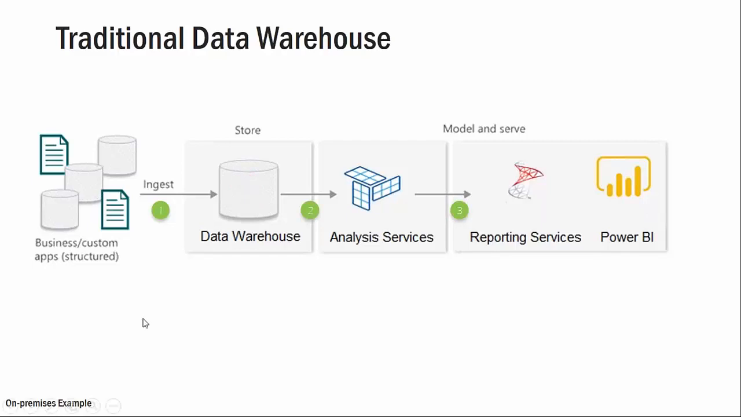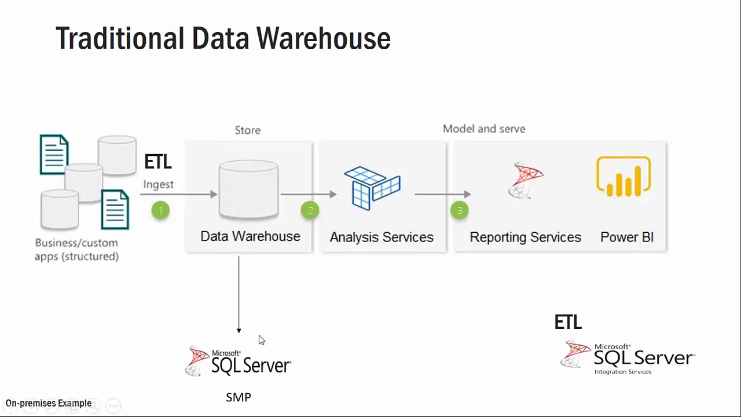And for this on-premises example, we're going to use SQL Server Integration Services. Okay, we're going to load the information into a SQL Server database. That is, it is using a symmetric multiprocessor system. Just to give you an update, this is going to change with SQL Server 2019. That is going to come with big data capabilities, for example, Spark.